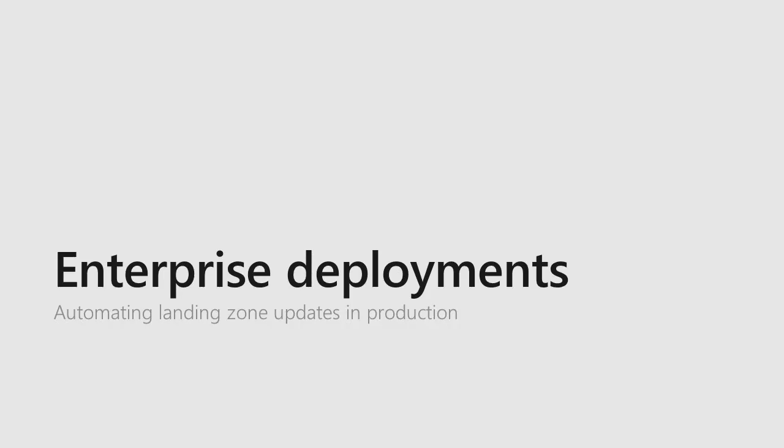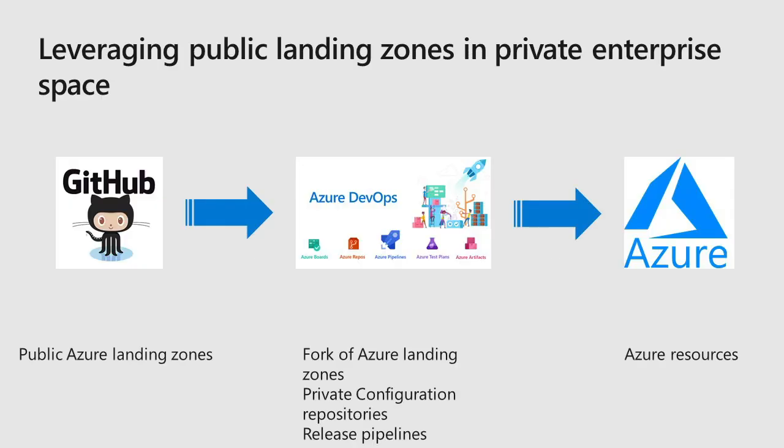Right, so let's talk now about the enterprise deployment. So how do you automate the landing zone updates into your production environment? So we've seen the public open source landing zone on GitHub. So we showed you how we are doing unit testing, integration tests using GitHub Actions. And now I'm going to show you how we are transitioning to a private repository. So in this example, you can see Azure DevOps, but it can also be a GitHub private project. It can be any Git repositories that you are using in your organization.